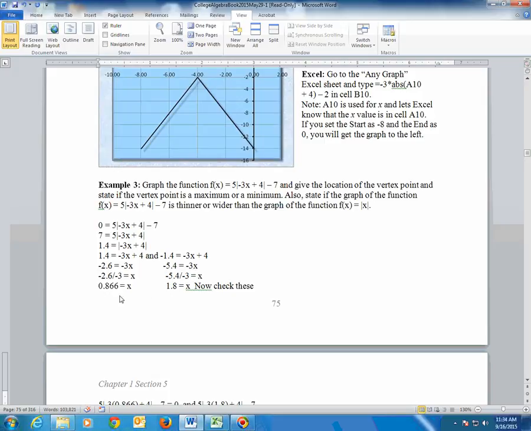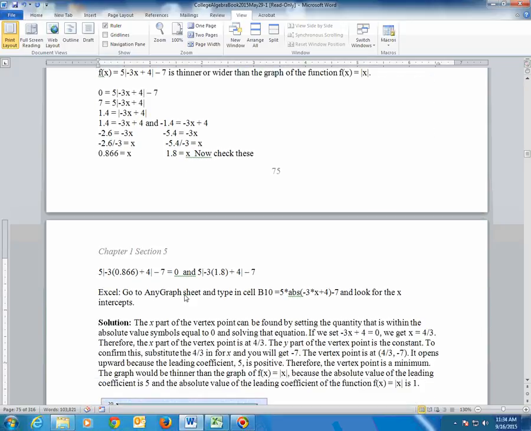Now, we don't know if these are the 2 x-intercepts. These are the 2 possible x-intercepts, so you need to check these. If I substitute the 0.866 in for x, you could do this on a calculator. Remember, absolute value makes this positive, and it will work. And if you check 1.8 in the same equation, check and see if this equals 0. And if you check that, it does.